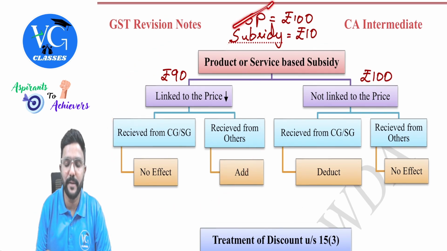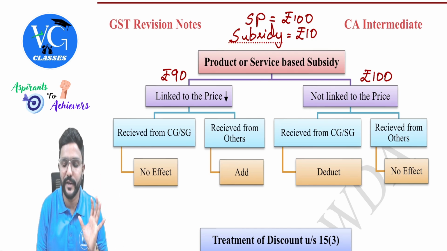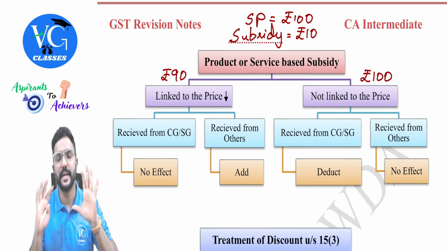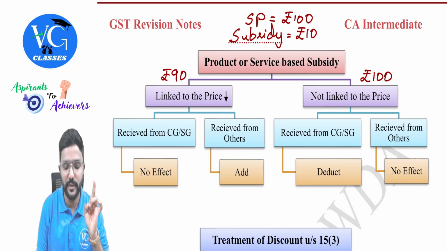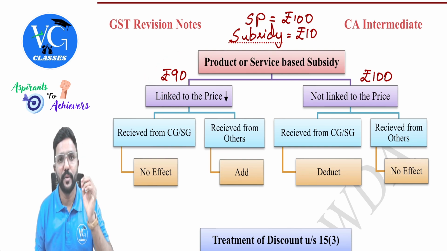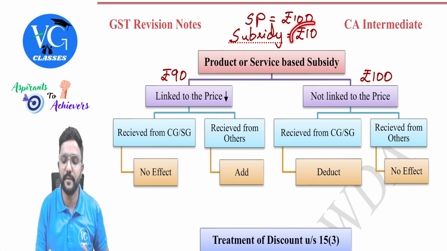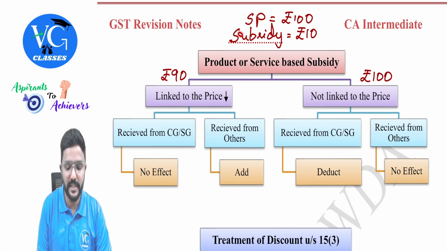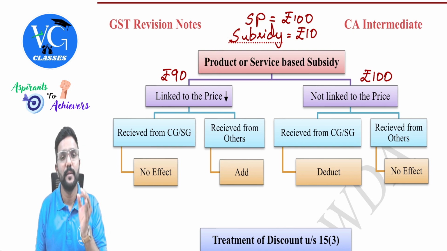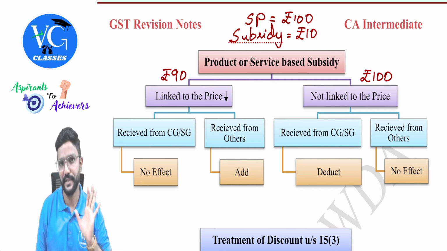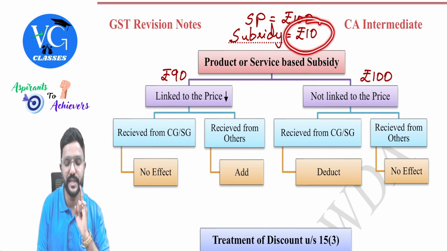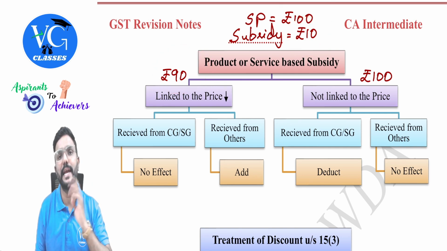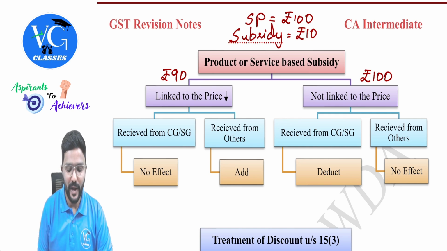Assume, guys, my normal selling price of this pen is 100 rupees. But now I have received a subsidy of 10 rupees per pen to sell the pen at 90 rupees. So now assume the price is 90, which is linked, meaning the subsidy is linked to the price. That means I am selling the pen at a reduced price because I have received a subsidy. So can we call that the subsidy is linked to the price? Yes. Because of the subsidy, we have reduced the selling price. My actual selling price was 100, but as I have received a subsidy, I have reduced the selling price to 90 rupees. Okay. So now I will take 90.